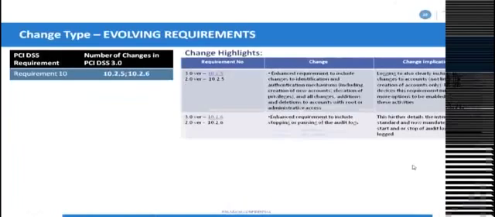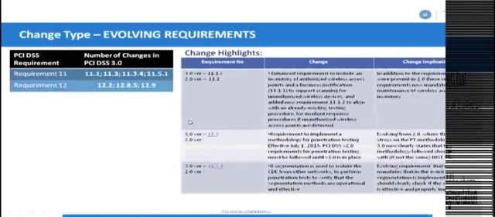Similarly, when we look at 10.2.6, enhanced requirement to include stopping or pausing of the audit logs. So the new version now clearly states that anytime the audit logging is stopped or re-initiated, these details also have to be captured as a part of the logs, to basically keep track of who made that particular change, what was changed, and why.